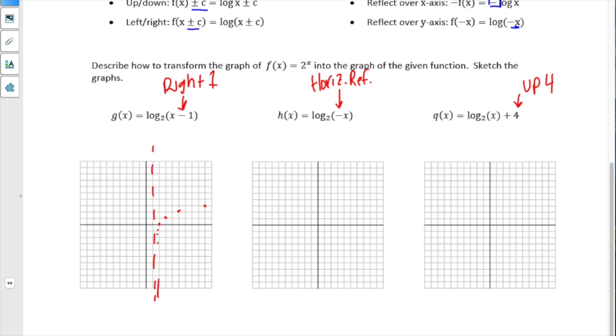Pretend like I could actually graph those accurately on a smartboard. And super easy to graph it, okay?